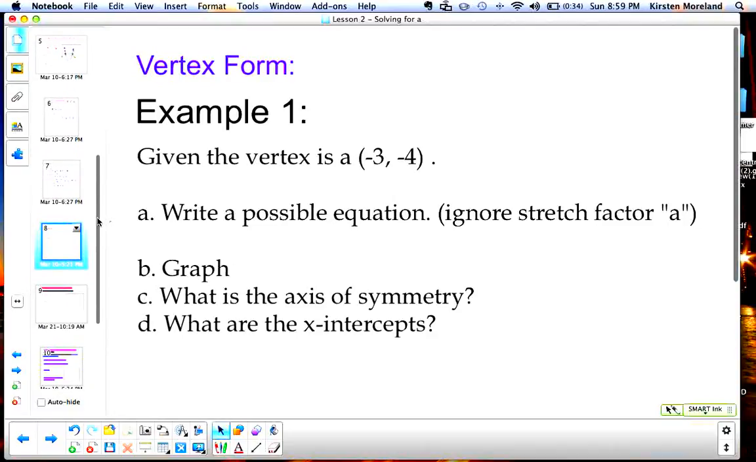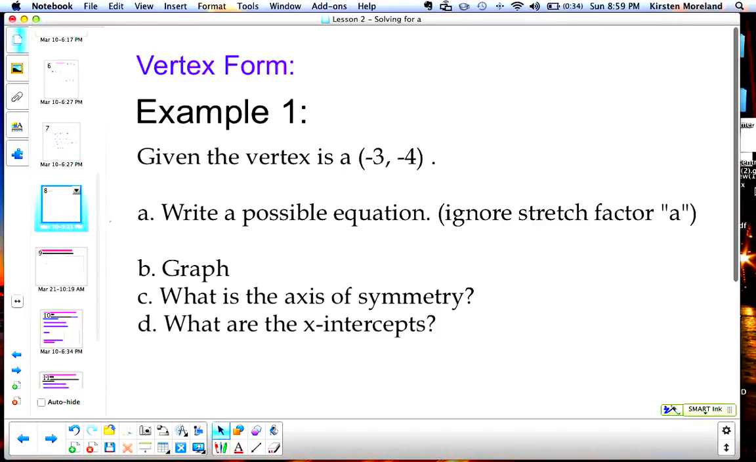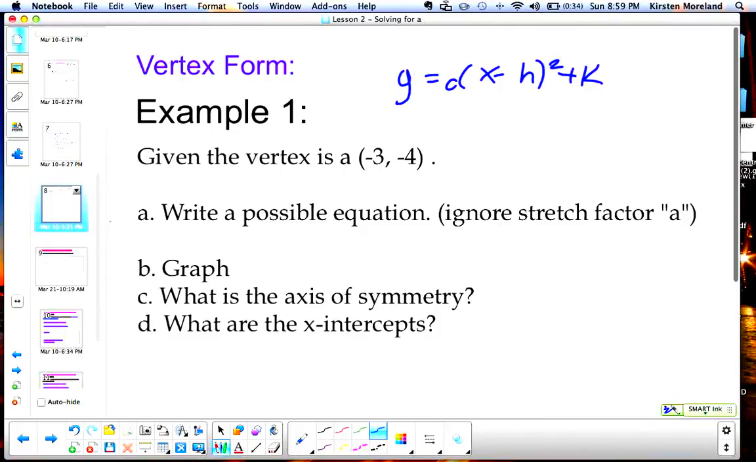Move on to vertex form, which is the same idea and the same concepts, just a little bit different. So if you remember, vertex form is the one that we used. Now we're going to be focusing on finding that a value in front, okay? So it says given the vertex is at -3, -4, which really means it went left 3 and down 4, write a possible equation. We want to ignore the fact that it has a stretch factor, so we can write that a there if we want, but we don't have to for right now.